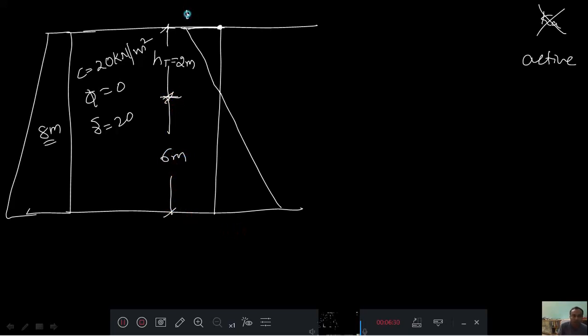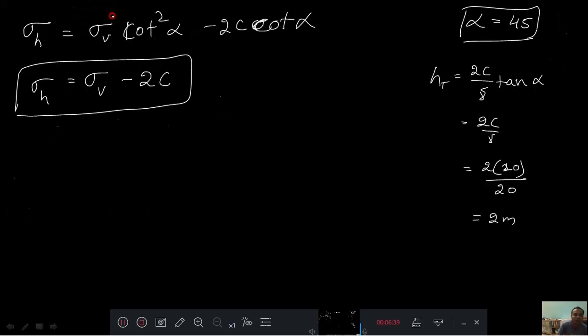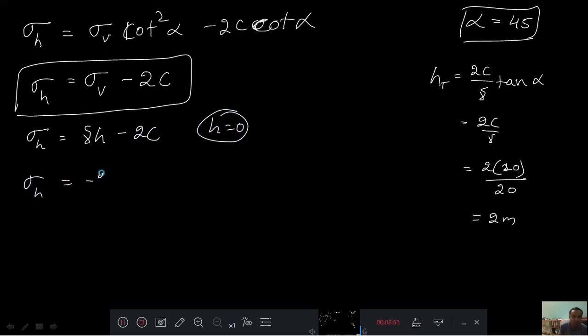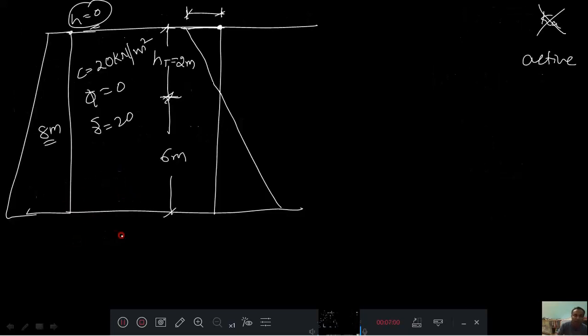Then this distance I want. Now this point is at h equal to 0 level. Where h equal to 0, sigma h is gamma into h minus 2c, which means sigma h equal to minus 2c, that is minus 2 into 20, that is minus 40. Then I will write that minus 40 here.